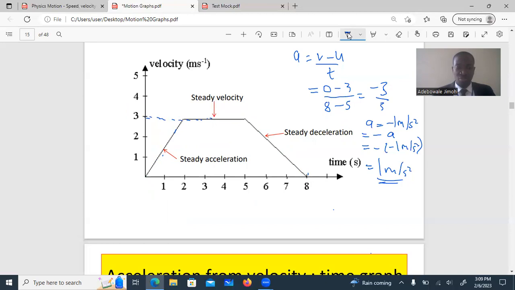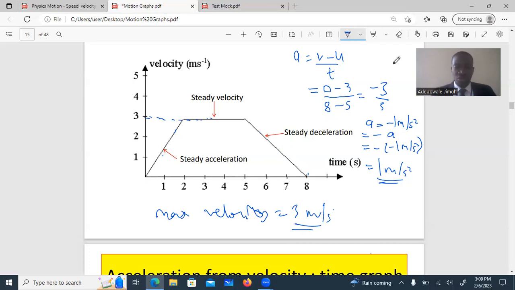So our maximum velocity is 3 meters per second, not 3 meters per second squared. Velocity is measured in meters per second. So our maximum velocity, or maximum speed, is 3 meters per second.